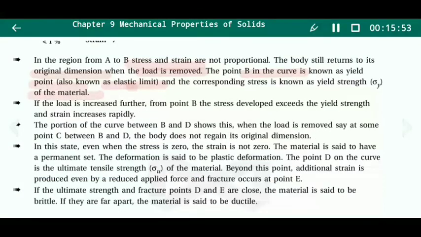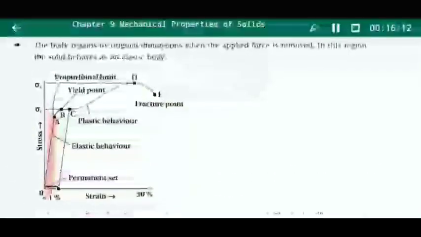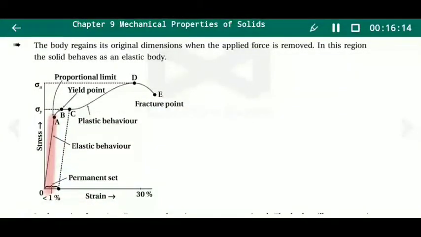If the load is increased further beyond point B, the stress developed exceeds the yield strength, and the strain increases rapidly. In the portion of the curve B to D, when the load is removed at some point C between B and D, the body does not regain its original dimension. See this from the graph. The body does not regain its original shape.